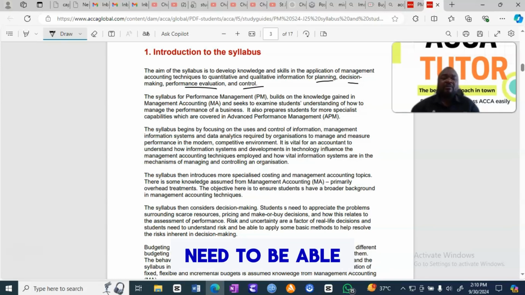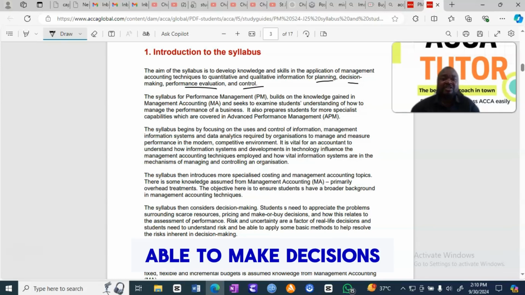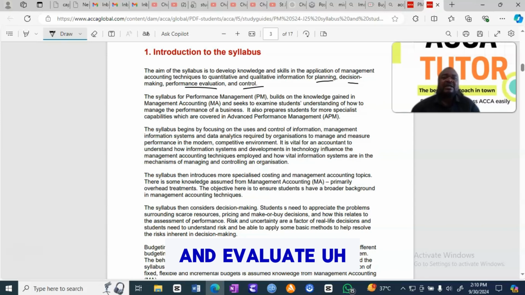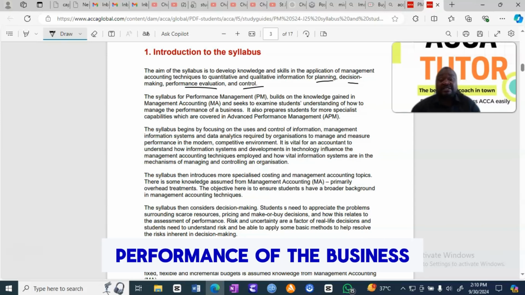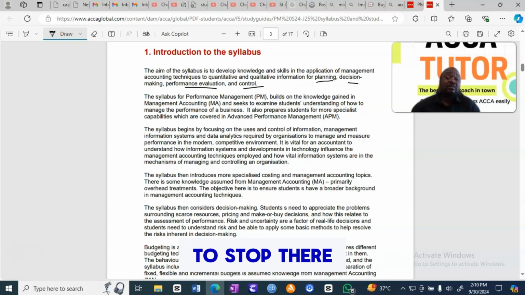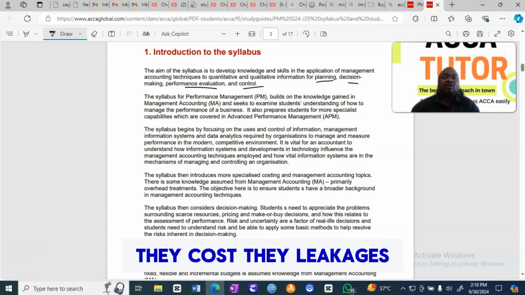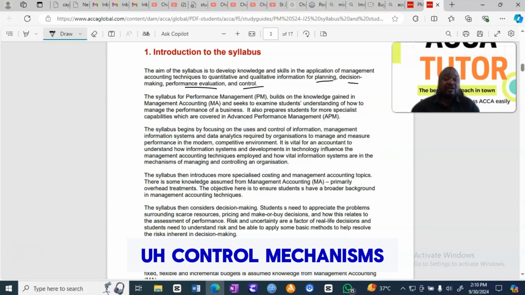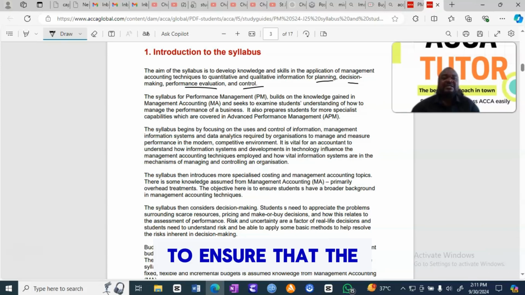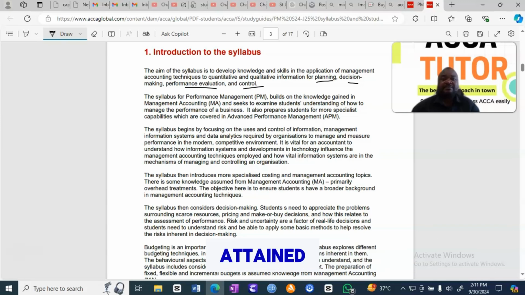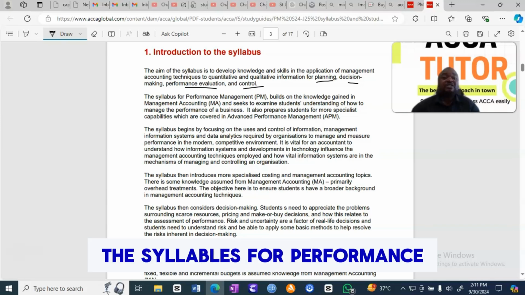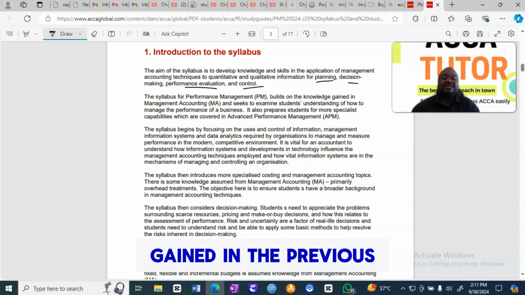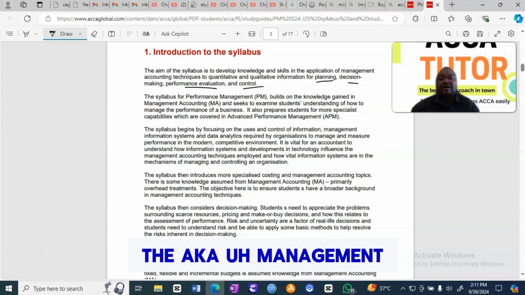All right, you need to be able to plan, you need to be able to make decisions and evaluate performance of the business. But you don't have to stop there. You need also to be able to control, be they costs, be they leakages, and so forth. You need to come up with the control mechanisms, the internal controls, to ensure that the business objectives are going to be attained.